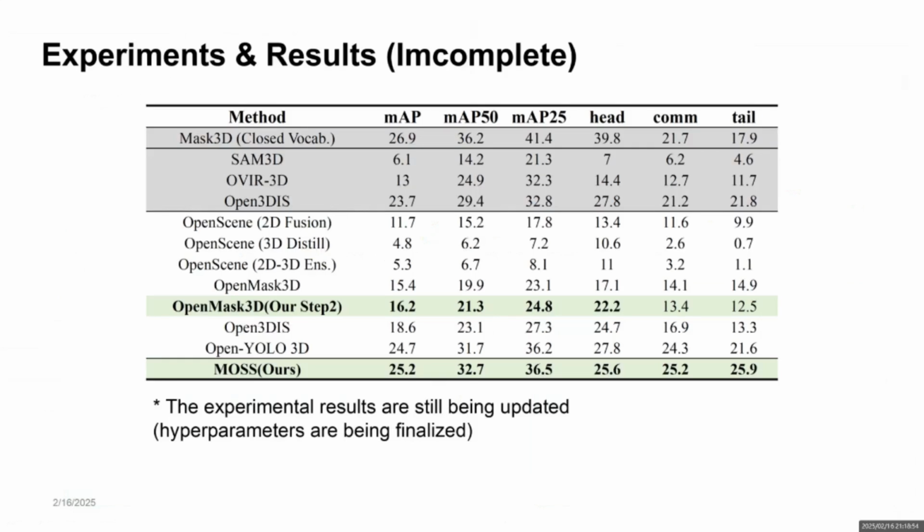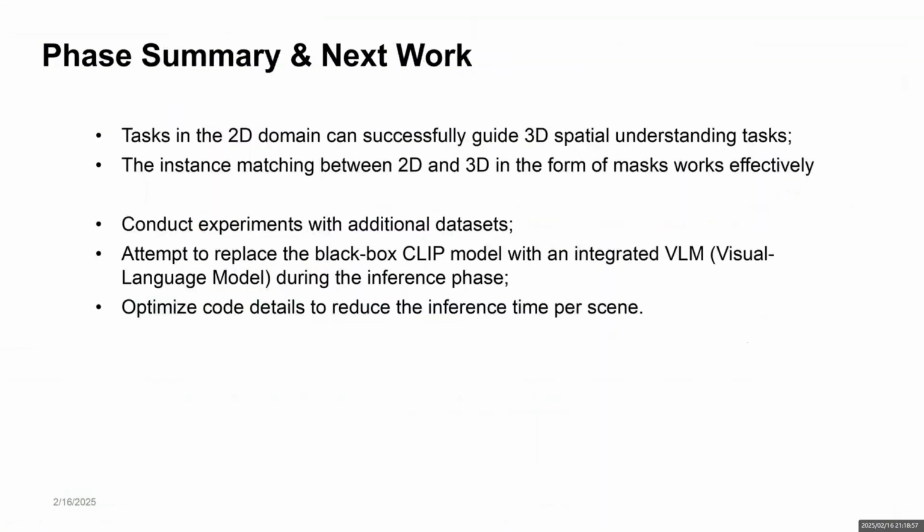These are the evaluation results under our current framework. Compared with other models, our performance has surpassed the SOTA results, and there's potential for further improvement as the hyperparameters are being finalized. Tasks in the 2D domain can really help guide 3D spatial understanding tasks. The instance matching between 2D and 3D using masks has proven to be effective. Next steps include running experiments with additional datasets and trying to replace the black box CLIP model with an integrated visual language model during inference. We also plan to optimize some code details to reduce the inference time for each scene.